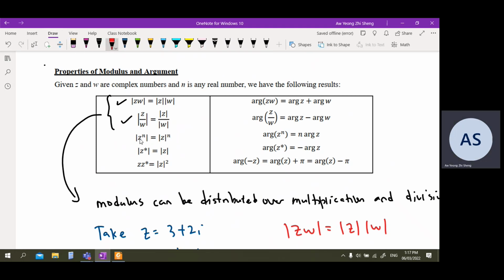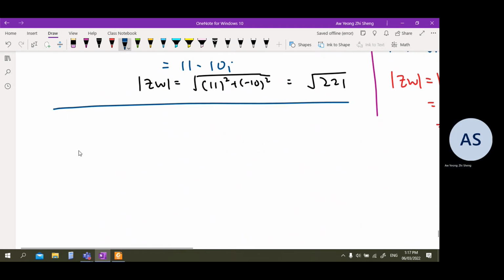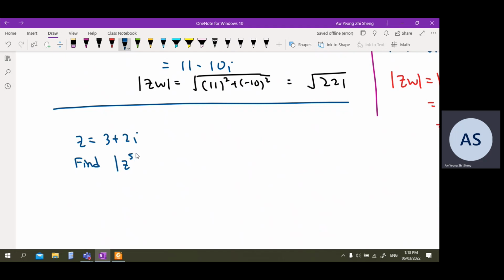Okay, the third property says if you have z to the power of n and you want to find the modulus of it, it's the same as the modulus of z to the power n. This one will be very helpful in saving you a lot of time. For example, if you are told that z is, let's say, 3 plus 2i, and they want you to find the modulus of z to the power 5.